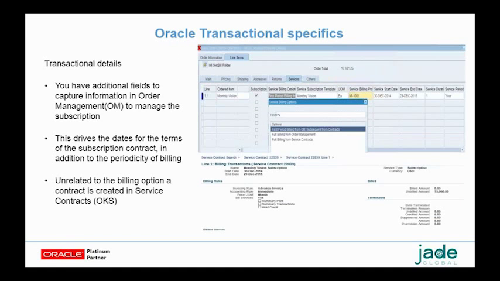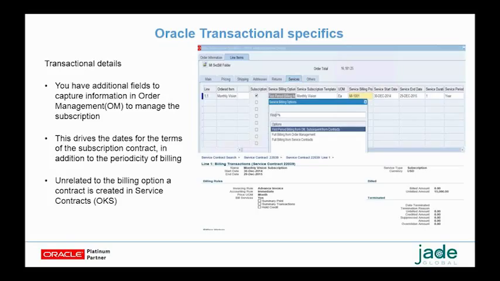Transactional specifics. You have additional fields, like I said, in order management that help capture some of these data sets. They drive dates for terms of the subscription contract, which actually manage the periodicity of the billing, how long the billing would be, whether there's going to be a renewal option, if it's going to be 1 year, 2 years, 3 years, and how often you bill.